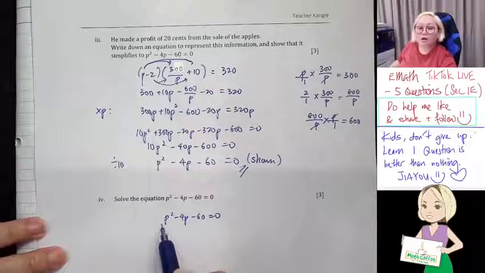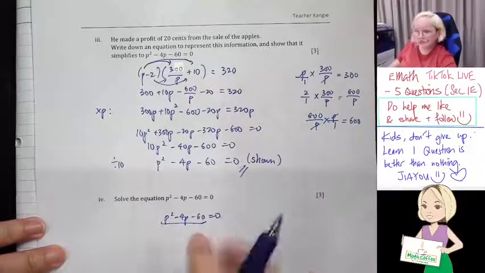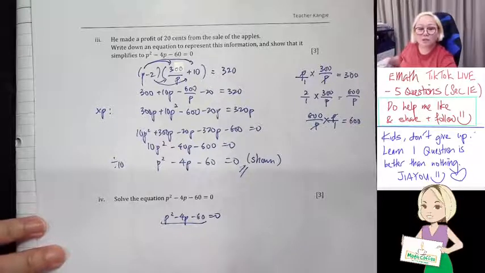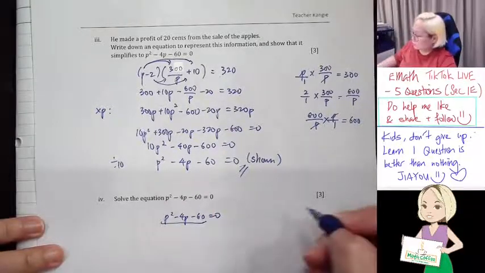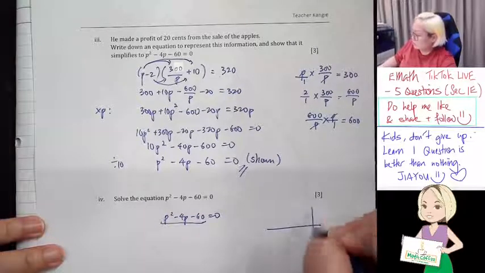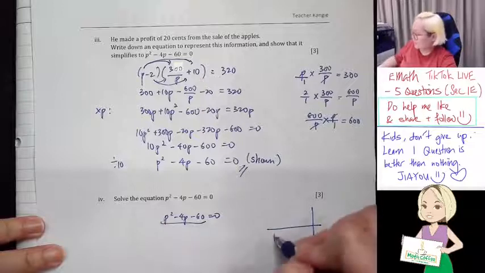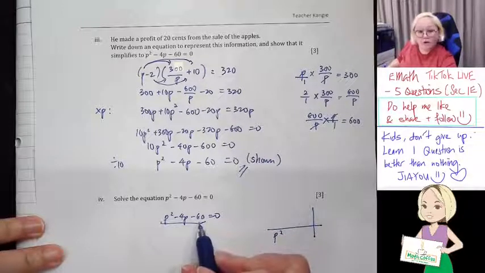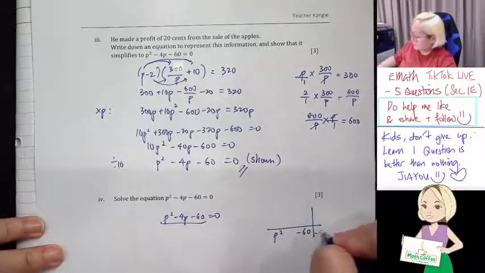There's no like terms. So next you ask yourself, this left hand side, what factorization method do you use? You use the cross method. So I'm going to show you how you do factorization using the cross method. So p squared, write it at the first backside. I call it backside. Minus 60, I put it here. Minus 4p, I put it here.